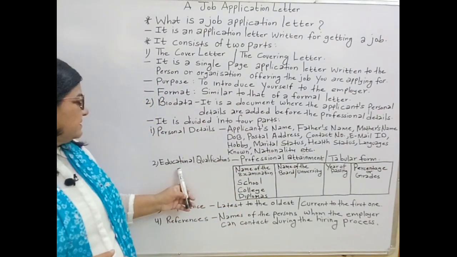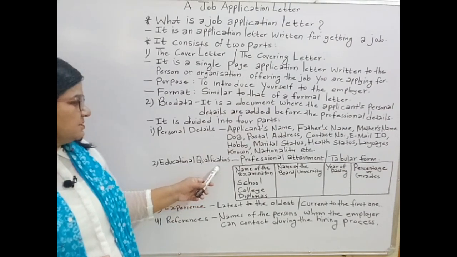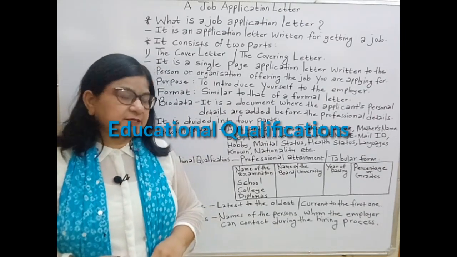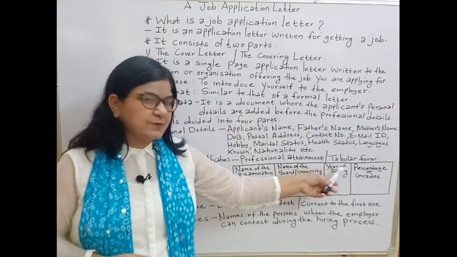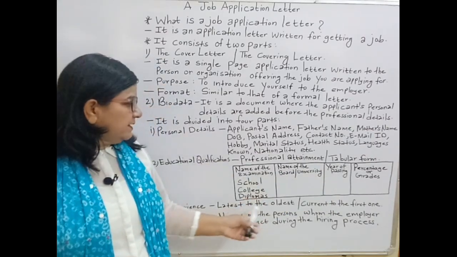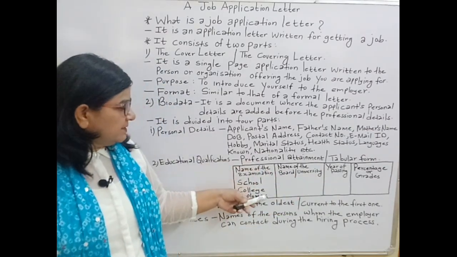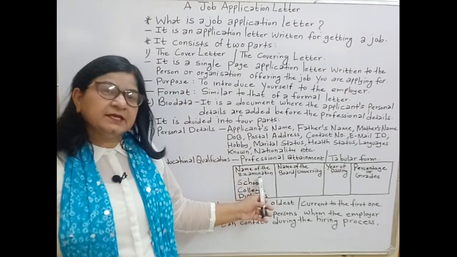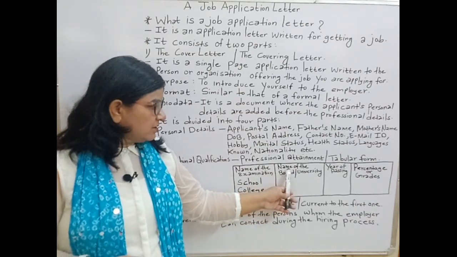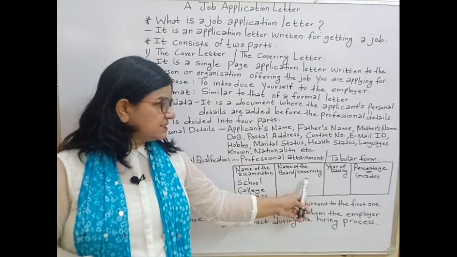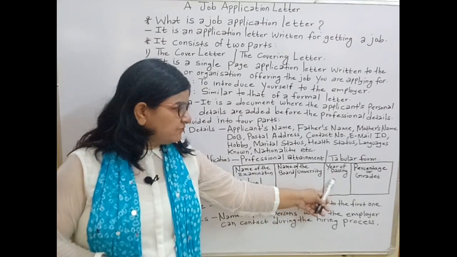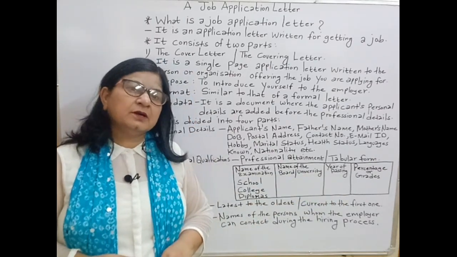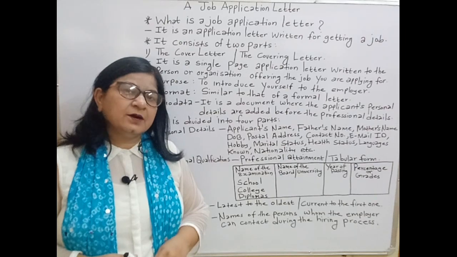And the second part is educational qualifications. Here you have to write the professional attainments. And you have to write this in tabular form. You have to make a table. I have made a table. Now I'll explain. In the first column, you have to write the name of the examination. In the second column, name of the board or university. In the third column, year of passing. And in the fourth column, you have to write the percentage or grades. You can also write the marks.